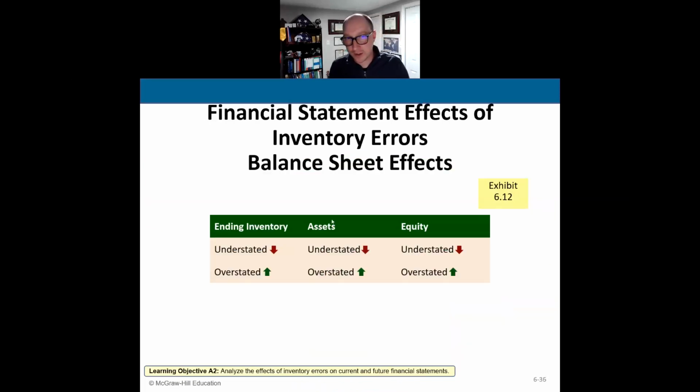This just summarizes the effect on the balance sheet. If the ending inventory is understated, that means our total assets are understated. That also means our equity is understated. The opposite is true if the inventory is overstated. Yeah, very straightforward.